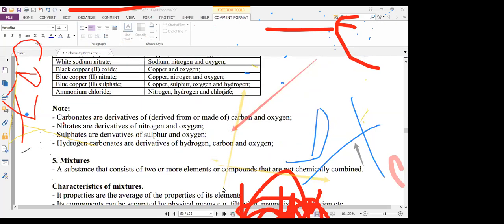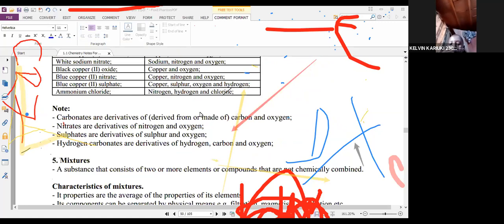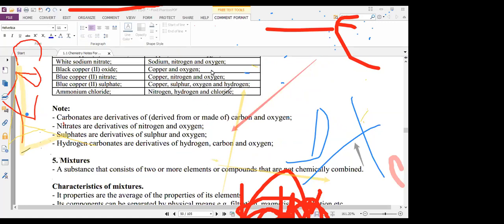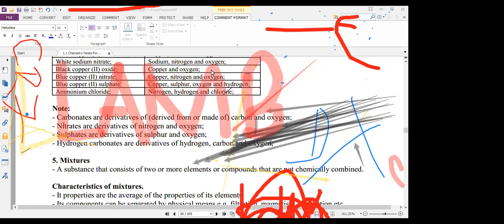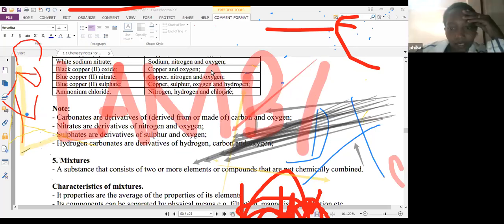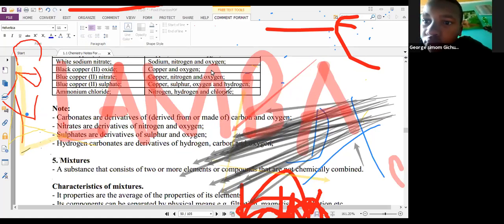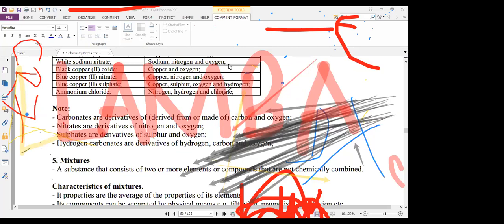Excuse me, Chair. Sir, can I contribute a question? Can you hear your question? It's possible that you can use two elements to get two different compounds. Is it possible that you can use two elements to get two different compounds?